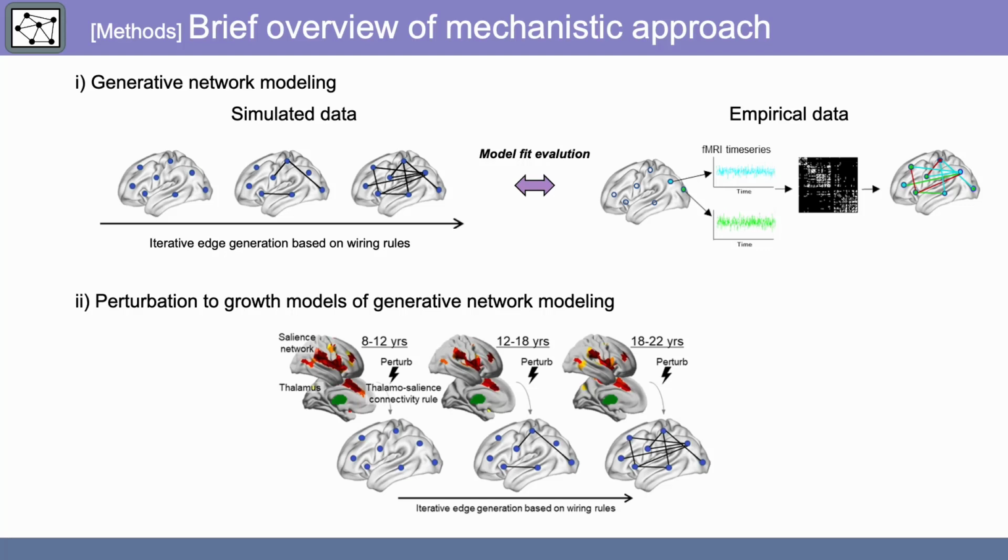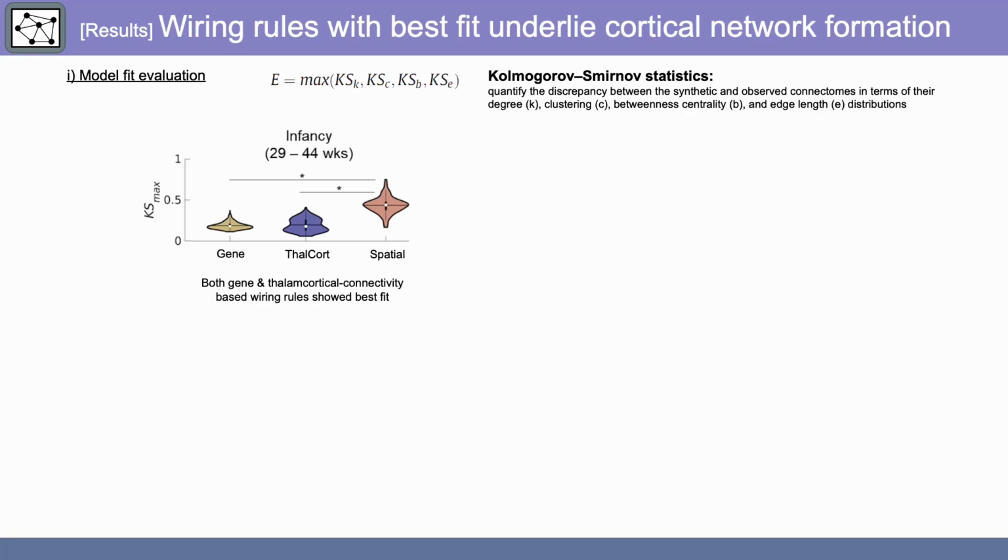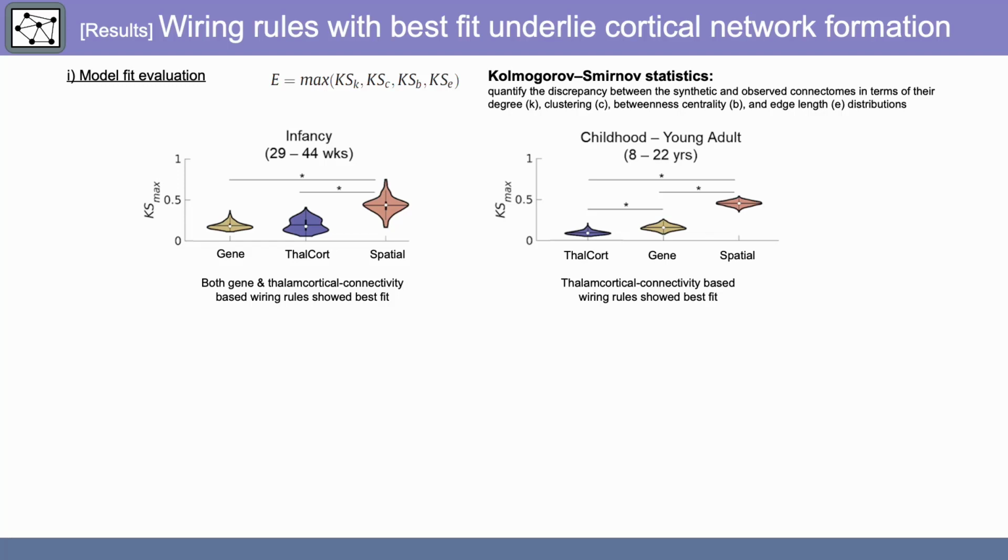Next, we perturb the thalamus-salience connectivity in a series of growth models which incorporate age-dependent developmental information for network simulation. And we particularly targeted the thalamus-salience connectivities based on the previous neuroimaging results. For model fit evaluation, we used this metric where lower values indicate better fit. During infancy, gene expression and thalamocortical connectivity rules showed similar performance, while during childhood and young adulthood, the thalamocortical connectivity-based rules showed the best fit to the empirical data.